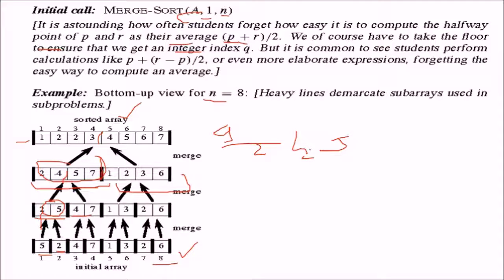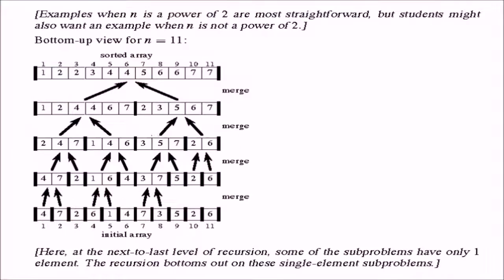2, 4, 5, 7. So these two subarrays are now sorted, and we combine them again, and we finally find the sorted array. So we started from the initial array, subdivided it, applied merge sort, and then finally combined them. So n being a power of 2 is most straightforward, because if n is a power of 2, it will be quite good.